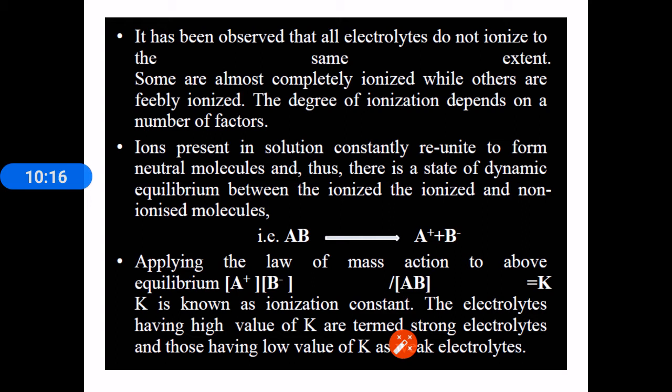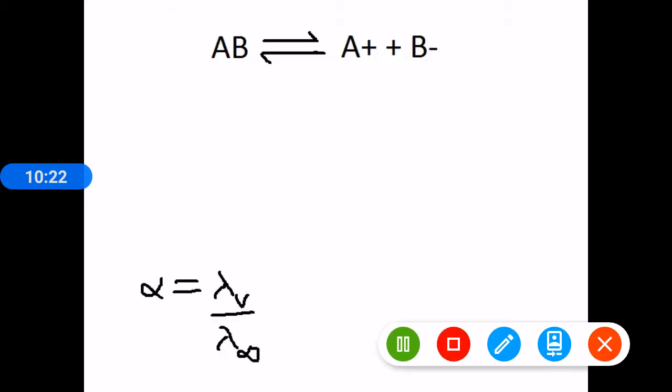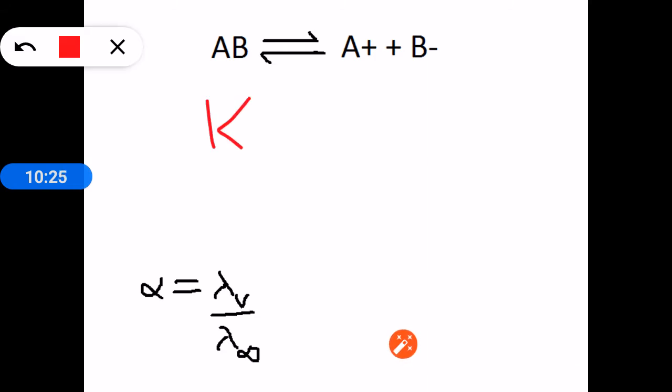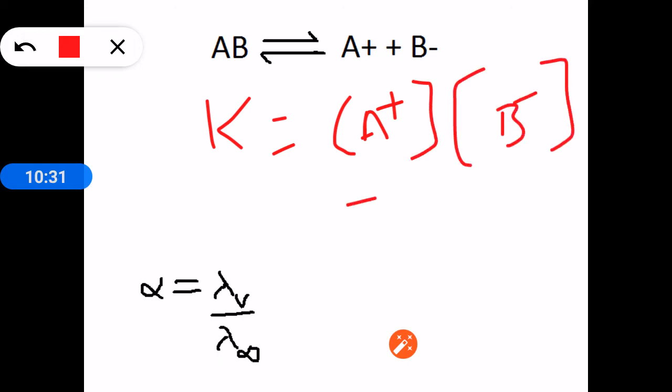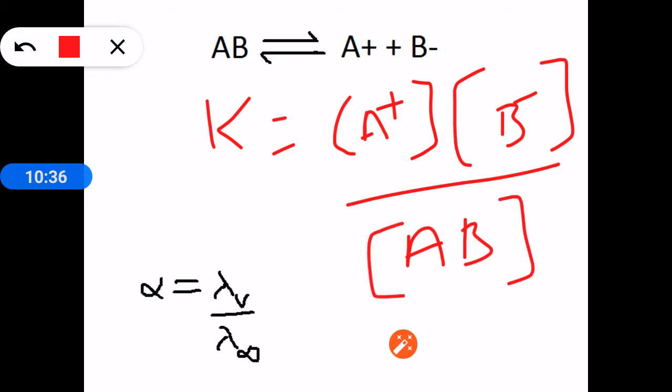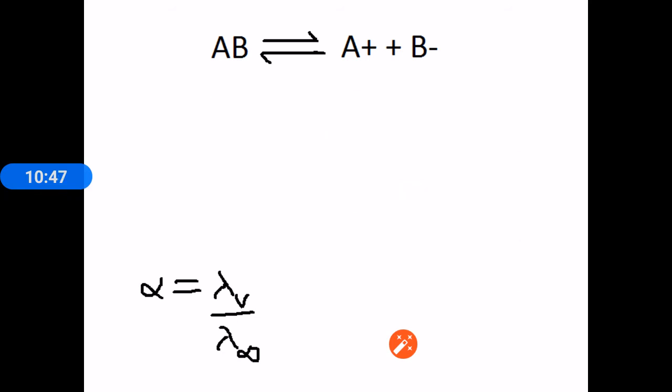Now applying the law of mass action, the equilibrium constant K is equal to the concentration of the products, A plus and B minus, by the concentration of the reactant AB. So by applying the law of mass action, or the laws of chemical equilibrium, K is given by the formula concentration of A plus times B minus by AB concentration.